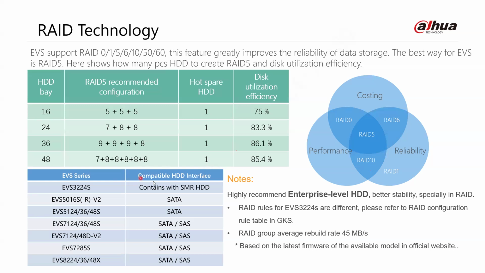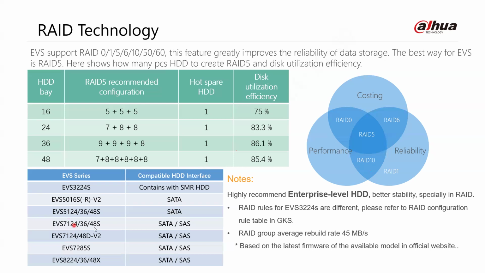So you can see from this point, we have various EVS series, whereby, for example, we have this 3 series, 3224S. This has the 24 hard disks. This contains the SMR hard disks. Then we have the 5016. This uses the interface for the hard disk is just SATA interfaces. This 5124, we're going to use SATA interfaces.